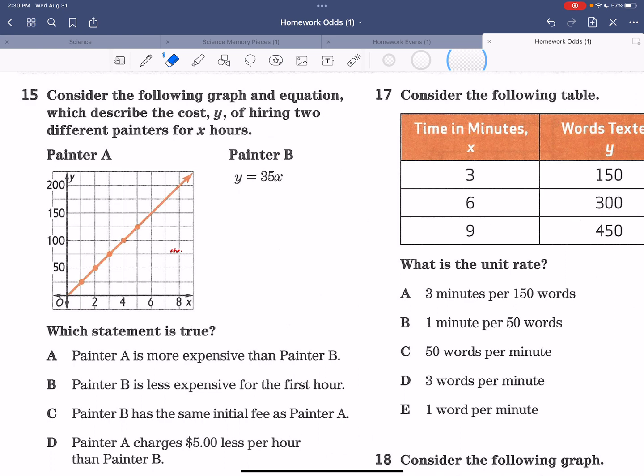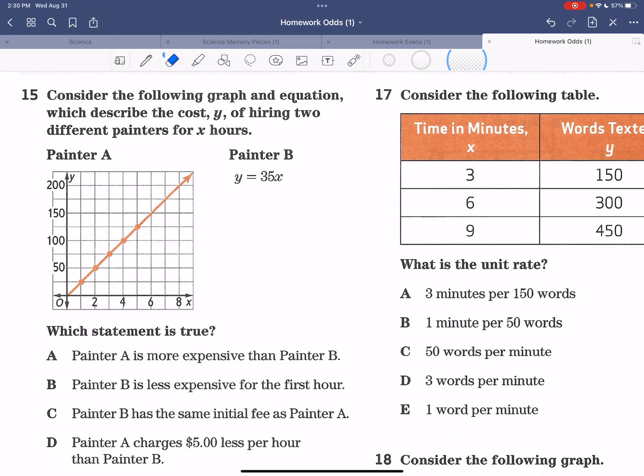Consider the following graph and equation which describe the cost y of hiring two different painters for X hours. So the independent variable is X. That's what I have a choice about. The dependent variable is the cost. So depending on how many hours I choose, the cost is going to change.